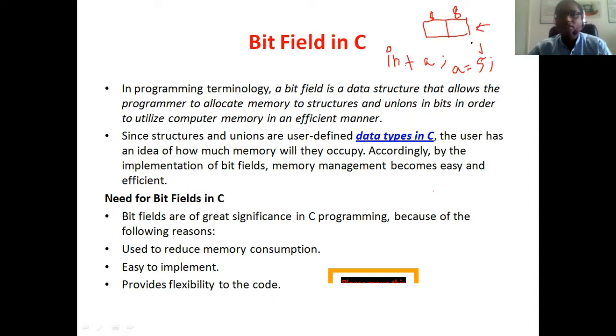The bit field concept is most widely used in structure and union cases, because structure and union are user-defined data types. Since structure and union are user-defined data types in C, the user has an idea of how much memory they will occupy. Accordingly, with the implementation of bit field, memory management becomes easy and efficient. Obviously, whatever memory we require, we will allocate only that much. It means that we are going to use the memory in a very efficient manner.